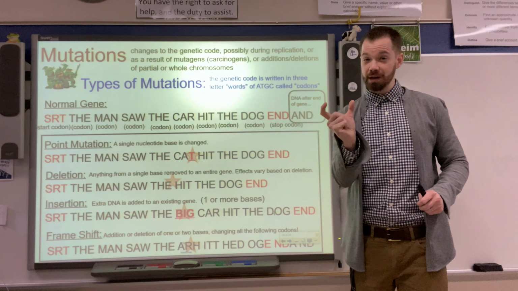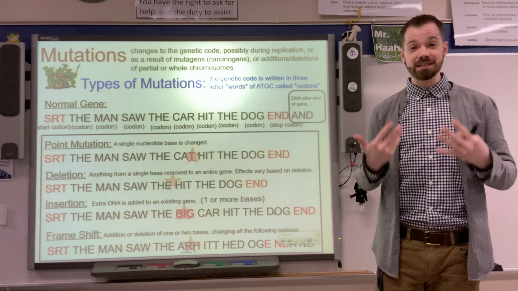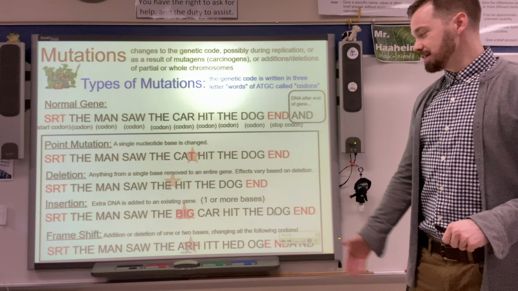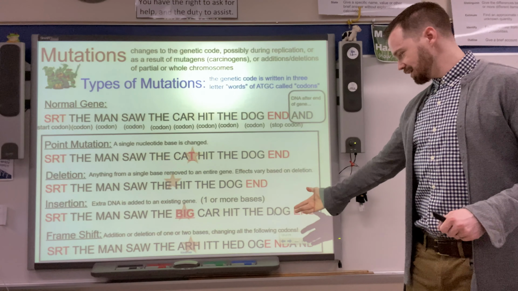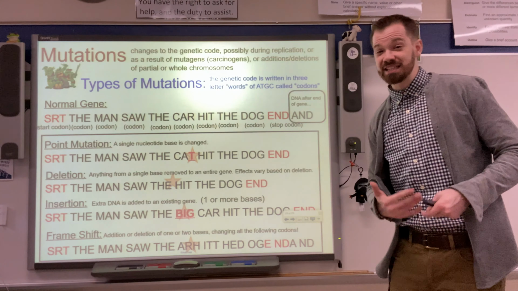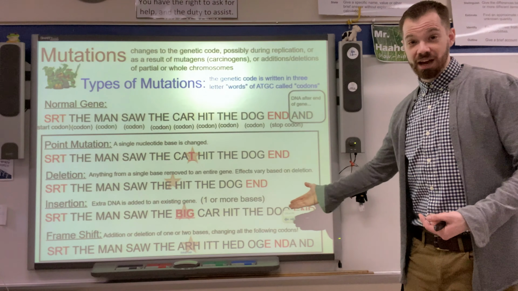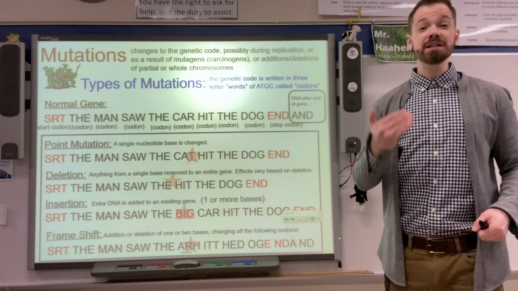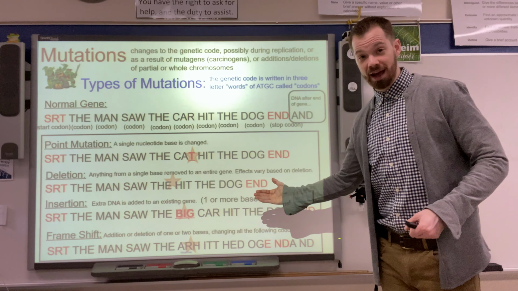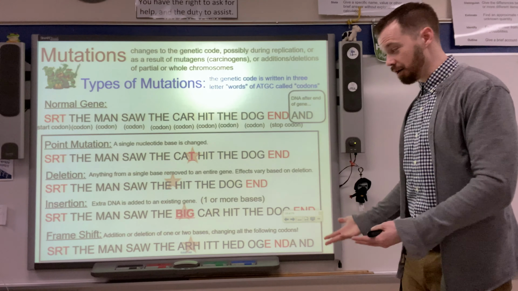If you keep reading 3 at a time, but you shift them over either 1 or 2 bases, every single word changes. So now our sentence is, the man saw the arch-itit head ogi, and then our end codon isn't even an end codon anymore, it's just nda. So we might not actually have a stop signal, and every single codon is different now. That means that we could have a different set of amino acids at every single spot for the rest of the protein. This one is very dramatic.